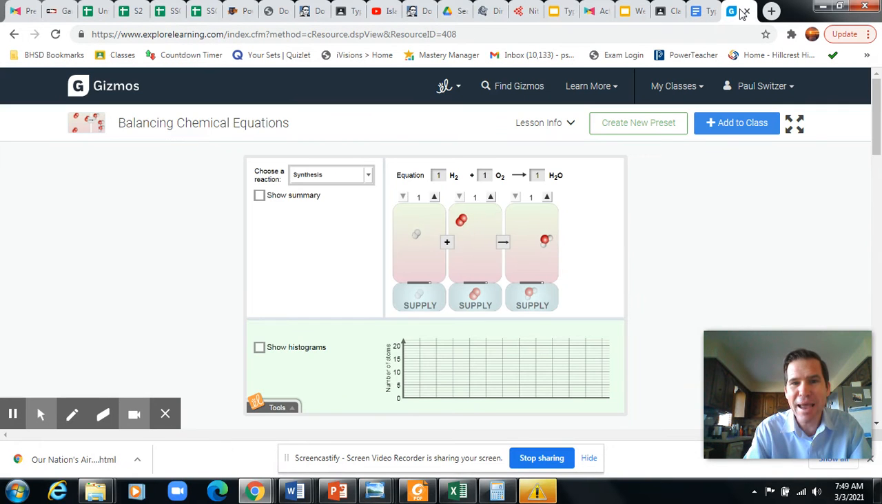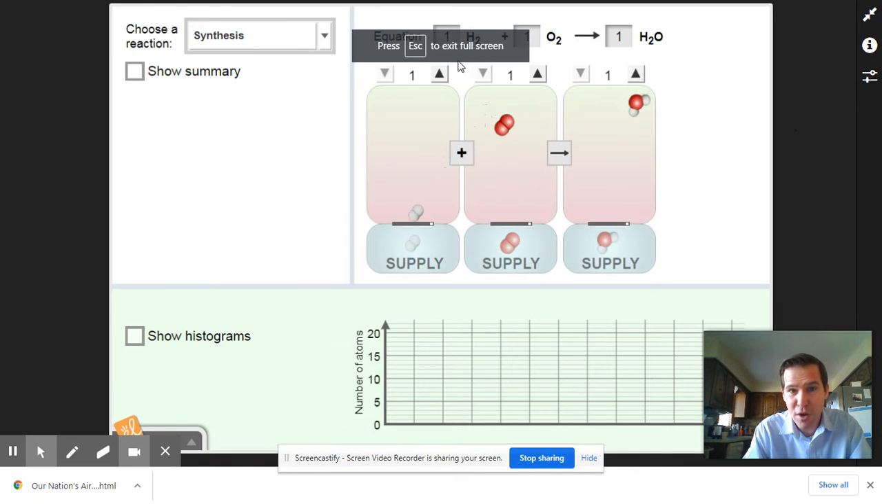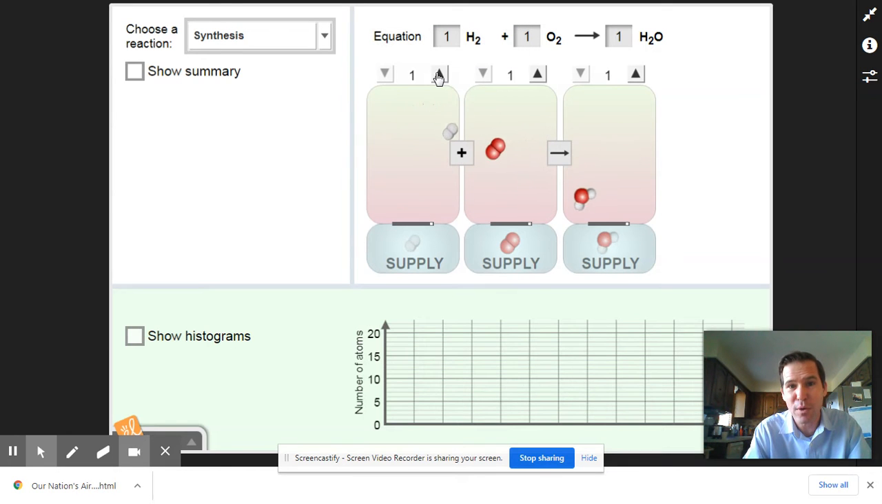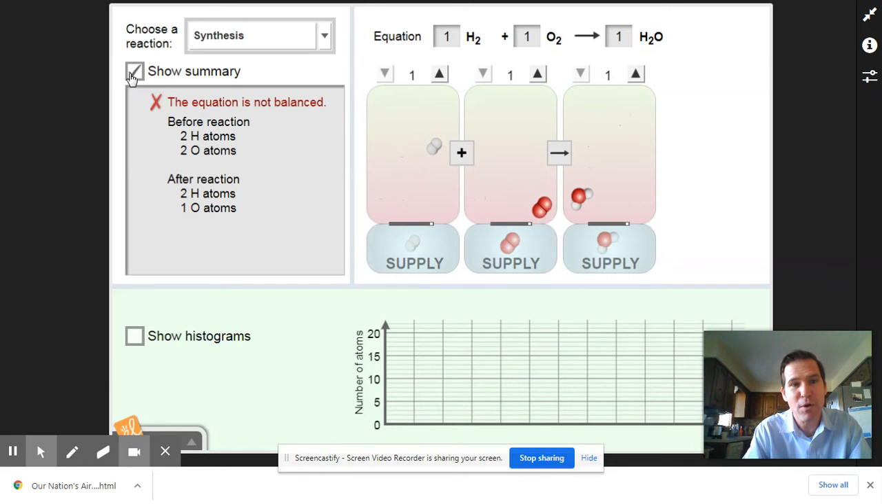In order to balance this, you need to change the numbers down here. Let me make that bigger. Those numbers out front are your coefficients. You can change the coefficient by going with the up button or the down button. You're going to want to have at least 1 in every box. Then if you click over here with show summary, it's going to tell you, okay, this is not balanced. That kind of answers the other question you had above.